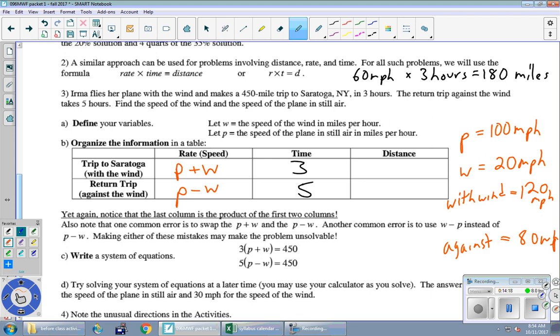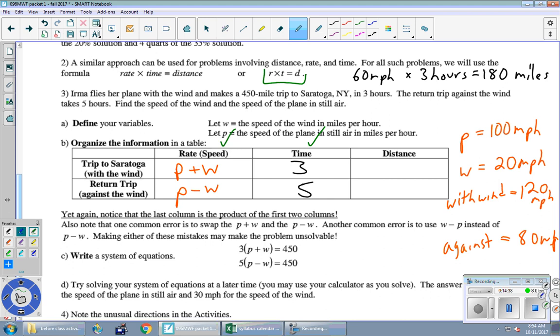Okay, let's figure out the last column. Here is our new formula: rate times time equals distance. And hey, look, the first column is the rate and the middle column is the time. So what should we do with those to get the distance? We should multiply them, which is exactly what we've been doing in all of these tables for 2 classes now.